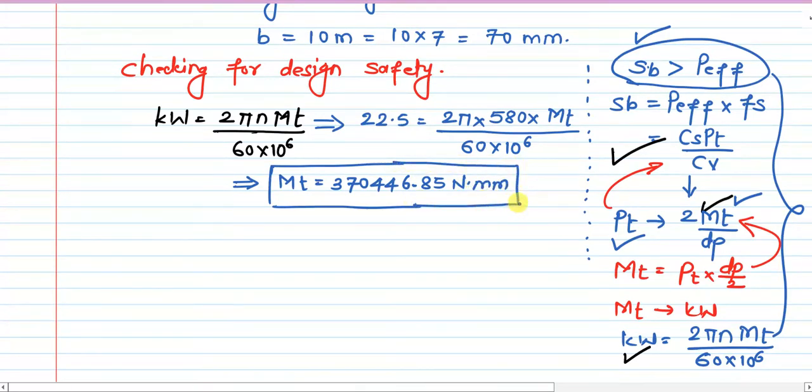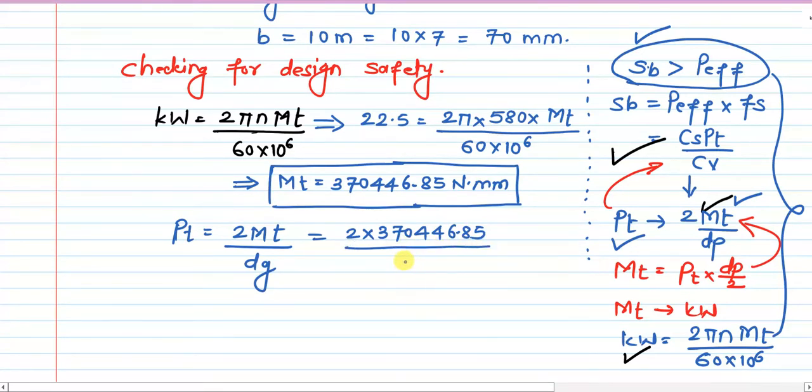All right, so MT is available to us, and this MT will be useful in order to obtain the magnitude of the tangential force. So immediately we can write PT is equal to 2MT upon pitch circle diameter of gear. That is equal to 2 times 370446.85 divided by DG, which is the PCD of the gear, that is 350. On the basis of this, we get the value of PT as 2116.84 Newton.